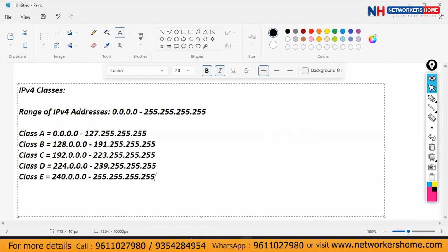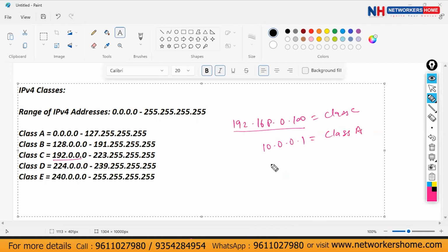And looking at the IP address, let's say I write one IP address, 192.168.0.100. Which range does this IP address belong to? Class C. Like this, we can know. If I say 10.0.0.1, what about this address? Class A.